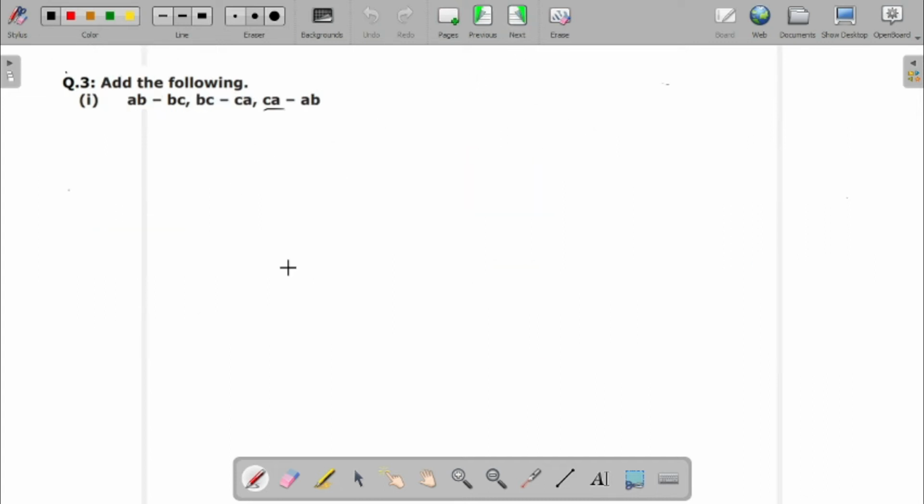Here you can see question number 3. Here we have to add. First, adding means we can add or subtract only like terms. There are two methods, either the horizontal way or the column method, or vertical method. In two ways you can add or subtract the algebraic expression. Now in this case, we can write them as AB minus BC plus, since we are adding them, minus CA plus CA minus AB.